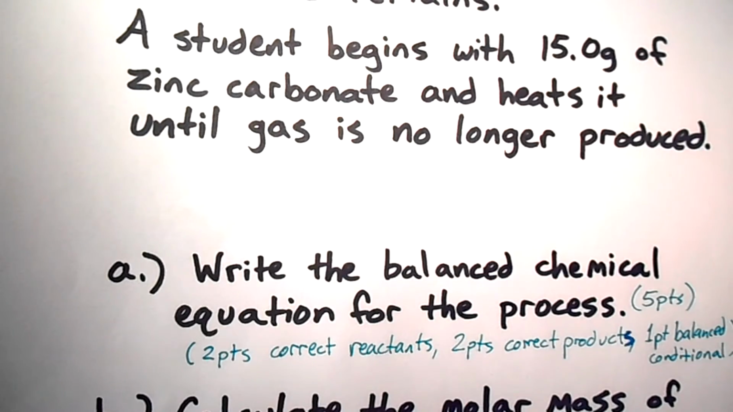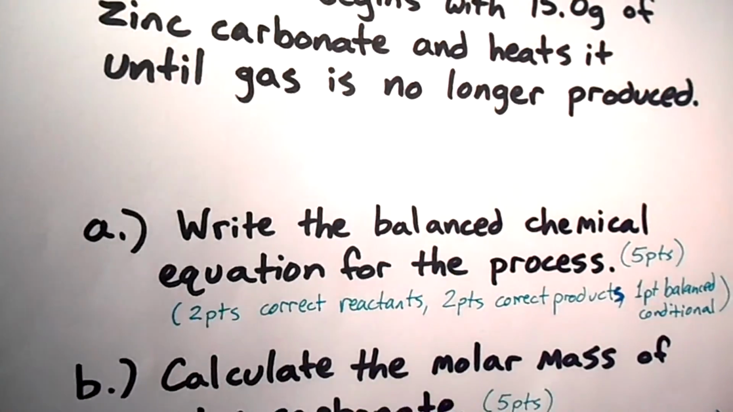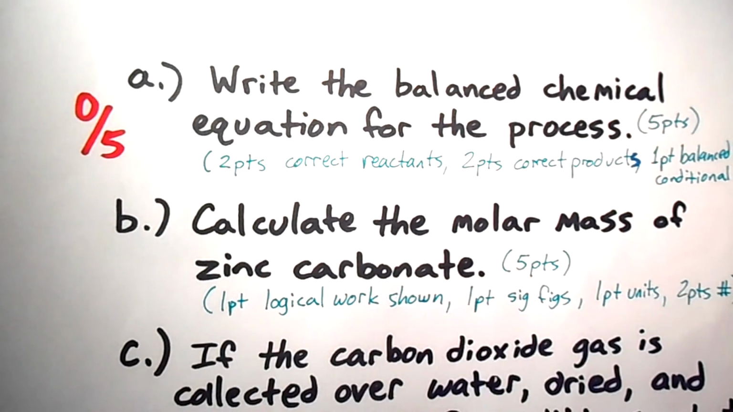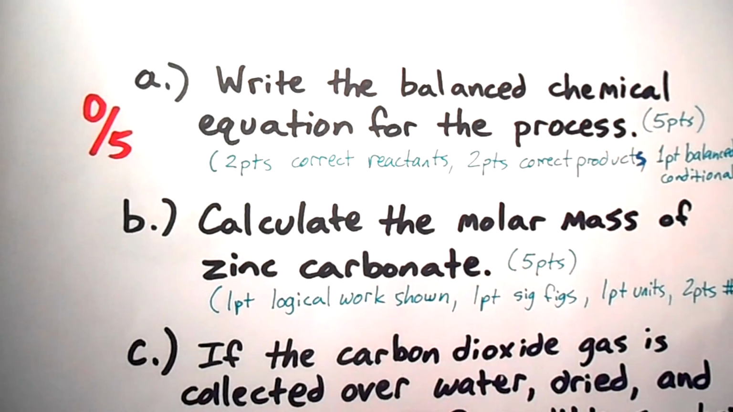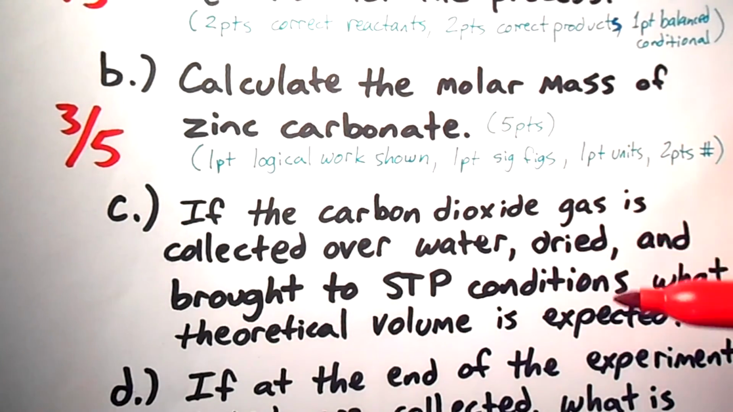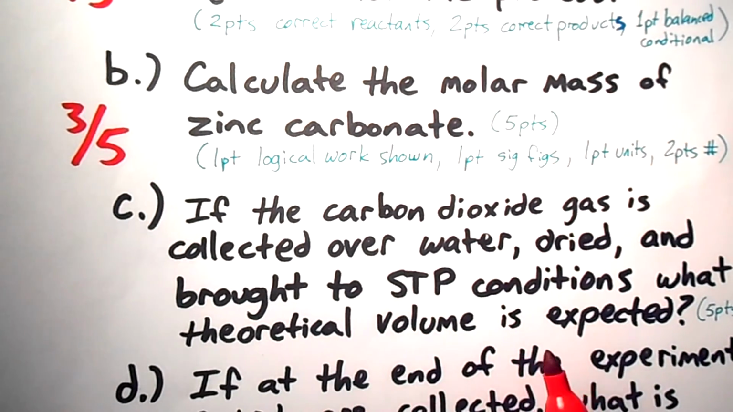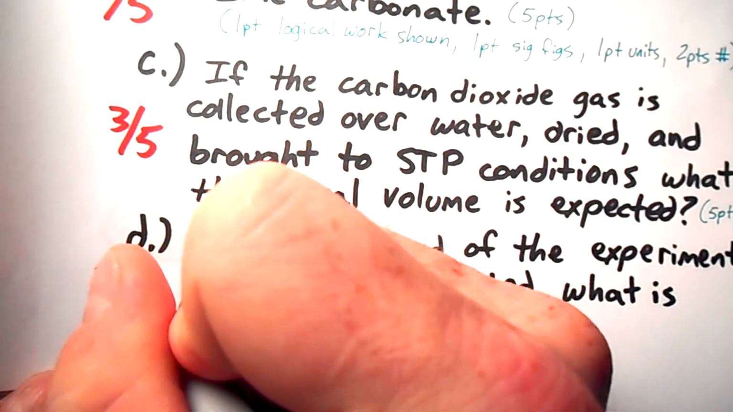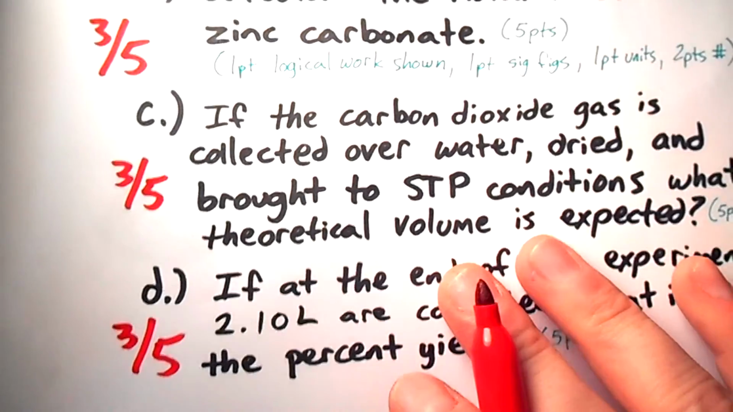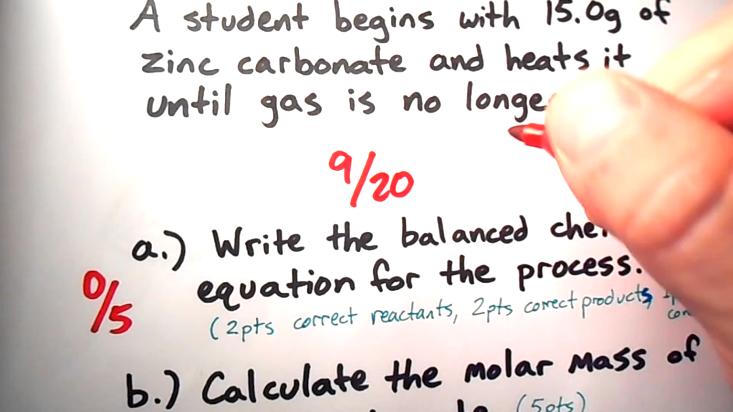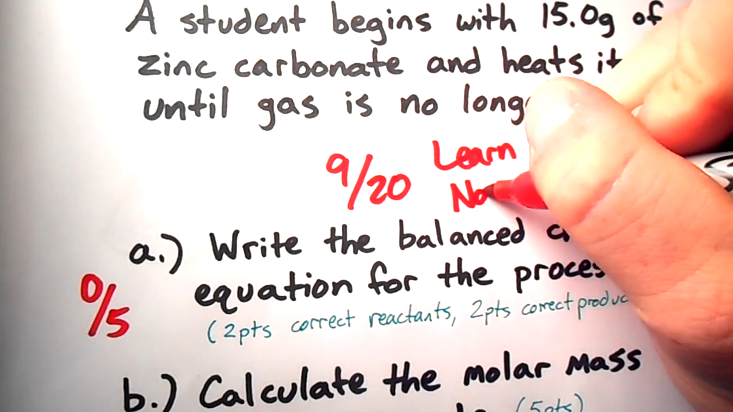Let's look at how many points you would have gotten if zinc carbonate hadn't been the correct formula. Write the balanced chemical equation for the process. We already showed you that you would have gotten 0 out of 5 on that one. Calculate the molar mass of zinc carbonate. As long as you showed your work, the sig figs were right, and you got the correct units, you'd have 3 out of 5 on that. If the carbon dioxide gas is collected, tell us what the theoretical volume is. That would have been a 3 out of 5. And we said for part D, 3 out of 5. Altogether, that's just 9 out of 20 points. Naming is important. Learn your naming.